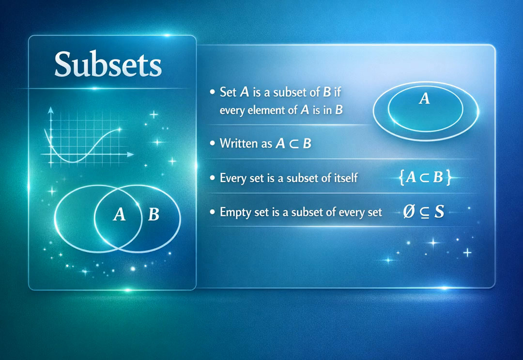A very important concept is that of subsets. Set A is a subset of set B if every element of A is also an element of B. We write this as A ⊆ B. Every set is a subset of itself, and the empty set is a subset of every set.